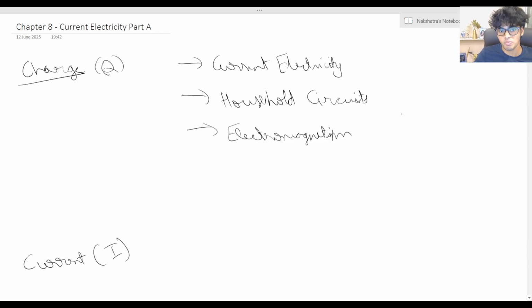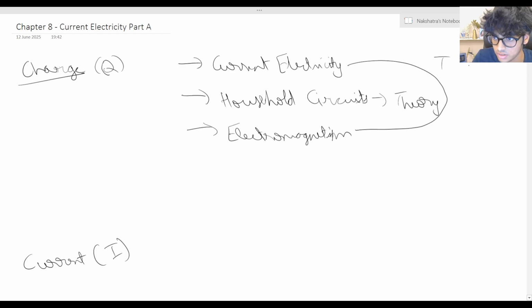Okay, now out of this, household circuits is a small chapter and it is mainly just theory. Now, current electricity and electromagnetism, I'd say these are two of the toughest chapters in the entire syllabus, okay? Because both of them require a very deep understanding of the concepts.